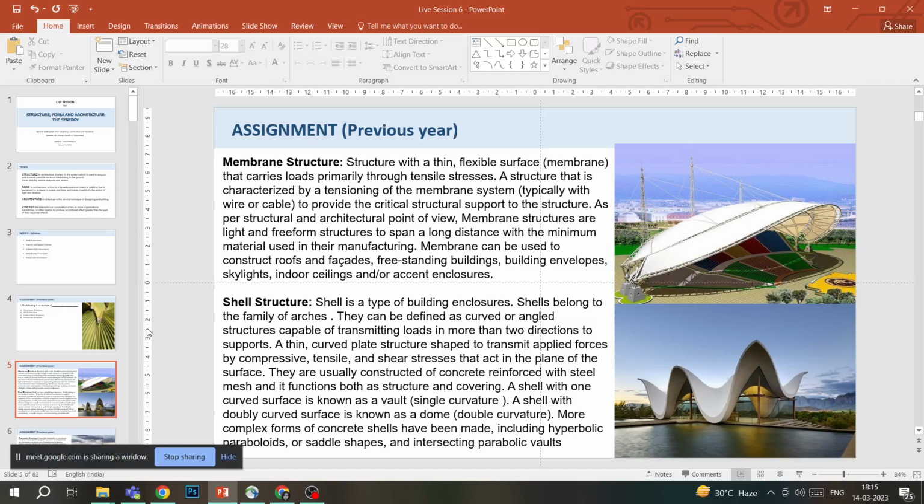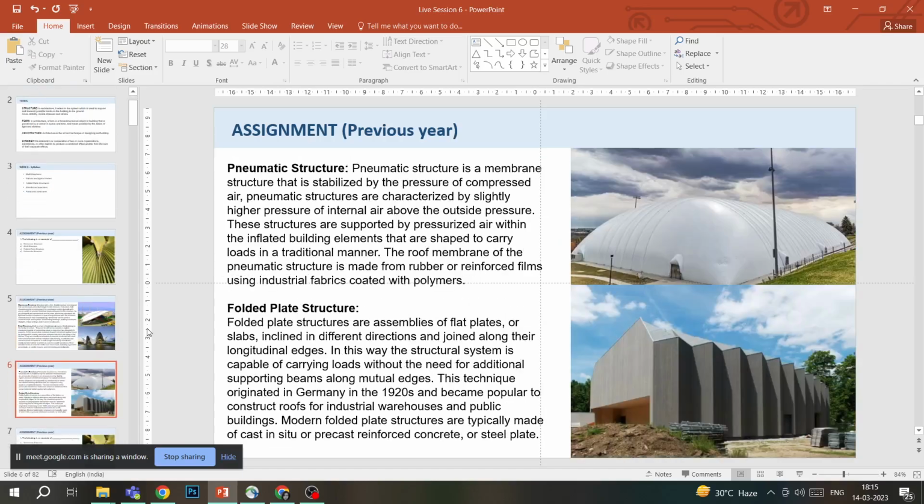That is, a dome can be seen as a shell with a double curvature because it has two kinds of curves in two directions. And there are more complex forms of shells which are being made now, whose shapes include hyperbolic paraboloids, saddle shapes, the intersecting parabolic vaults, and others. We will see some examples further in the presentation. Then pneumatic structures.